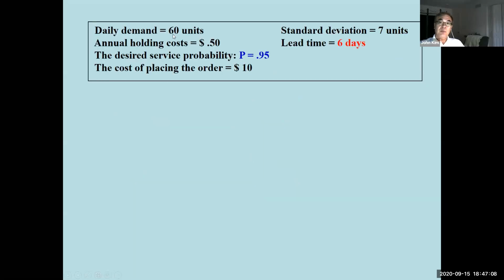Okay, daily demand is 60 units. Annual holding cost equals 0.5. The desired service probability or service level is 95%, 0.95.